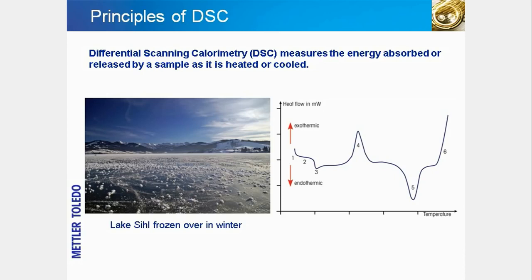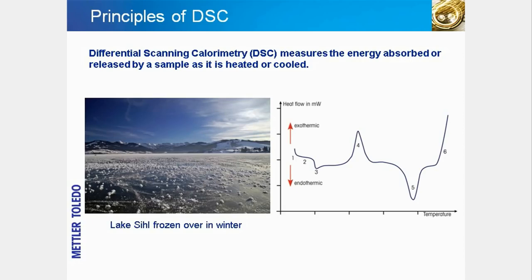Differential scanning calorimetry measures the heat flow produced in a sample when it is heated, cooled, or held isothermally at constant temperature. A sample may undergo one or more phase changes during heating or cooling. A good example of a phase change is the melting of ice.